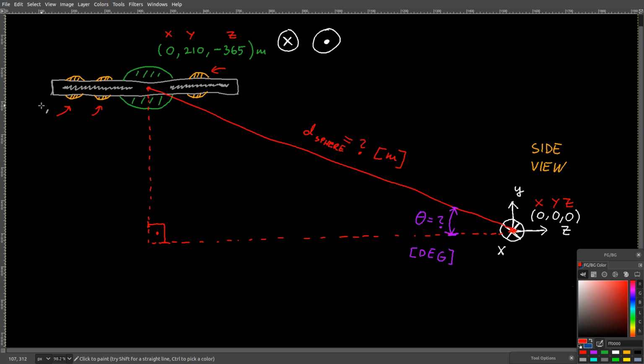I'm not going to give you their specific coordinates relative to the reference frame. However, I am going to tell you this. The centers of the orange and green spheres are at the same height. They have the same y values.